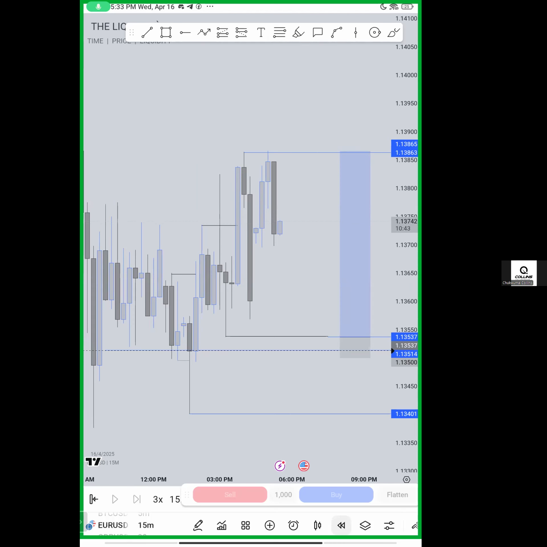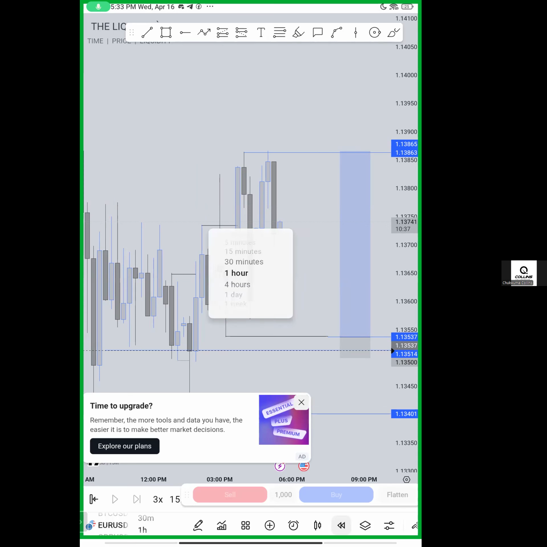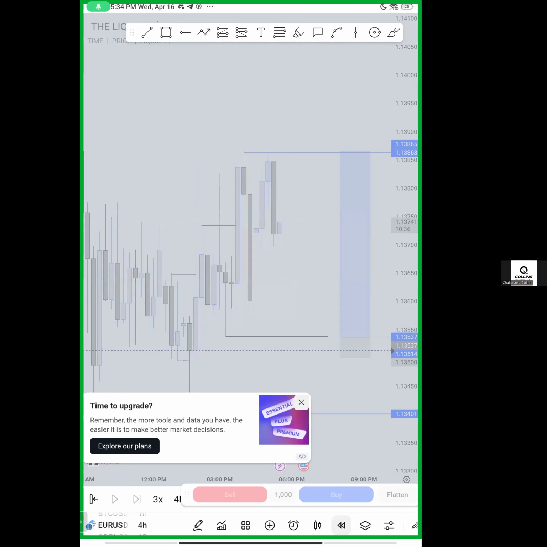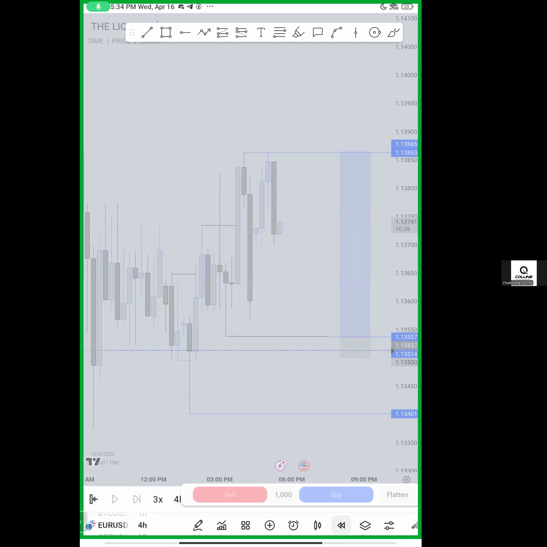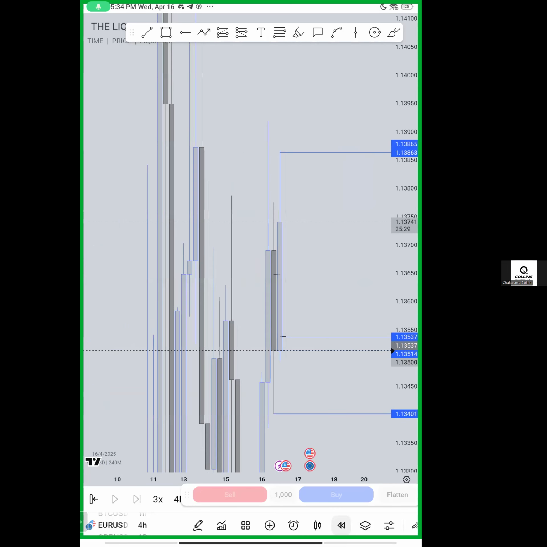Like, the thing here is, we don't care about which session created the open and close, as long as the 4 hour is already showing us that there is a POI. I don't know if I understand your question. Your question is, is there any session open and close we use? Yeah, that's what I'm asking. Yeah, because you said that open and close candles are also a POI, so I'm trying to understand.